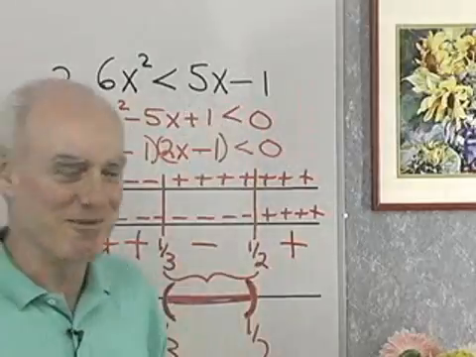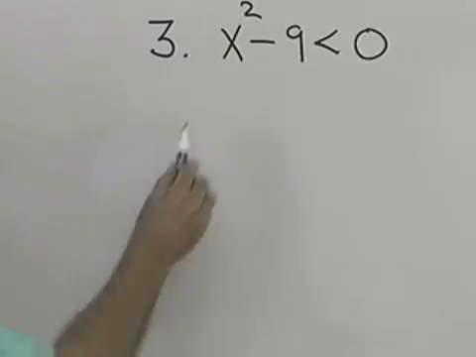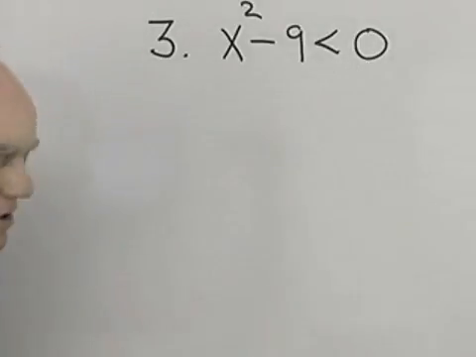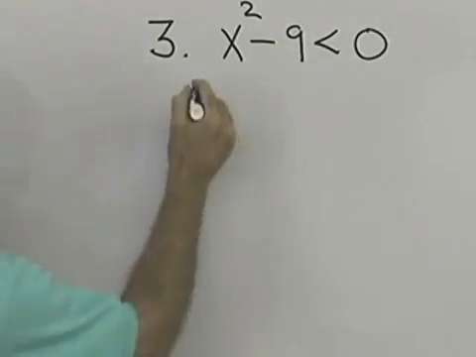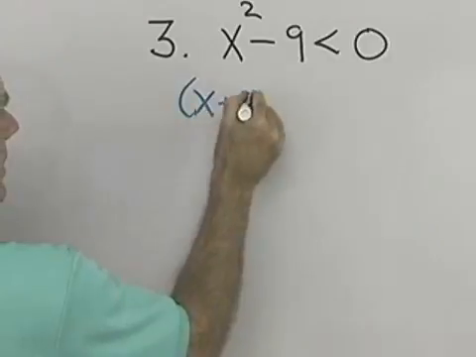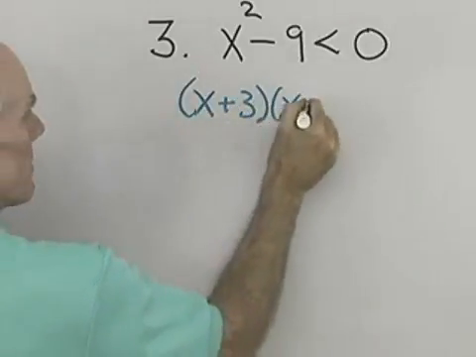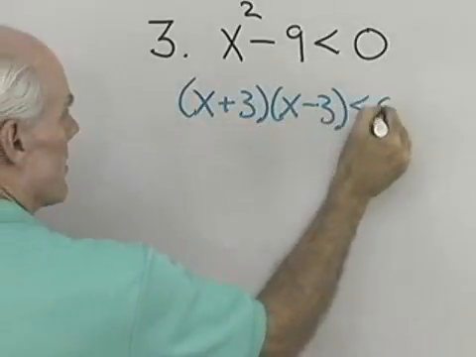Let's look at another example. Here I have x squared minus 9 is less than 0, so I'll start by factoring this. That's an easy one. x plus 3, x minus 3, less than 0.